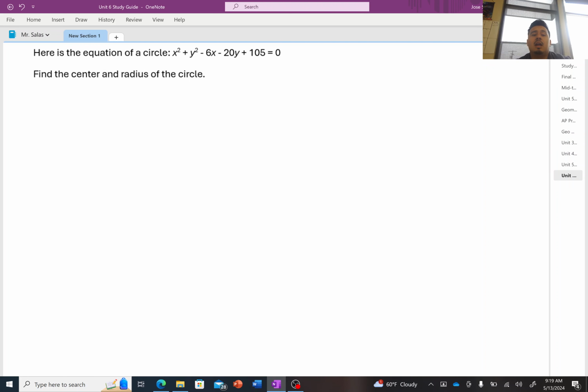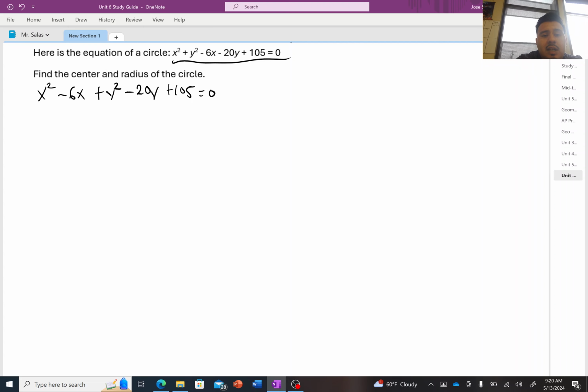Well, first of all, if I look at this equation, I can see that my x's and y's are totally mixed and matched. I want to separate them and keep them together. So let's say I have x squared minus 6x, because I want to put x's with x's and y's with y's, plus y squared minus 20y is equal to plus 105. I'm getting a little bit ahead of myself. So there we go, I rearranged my equation.